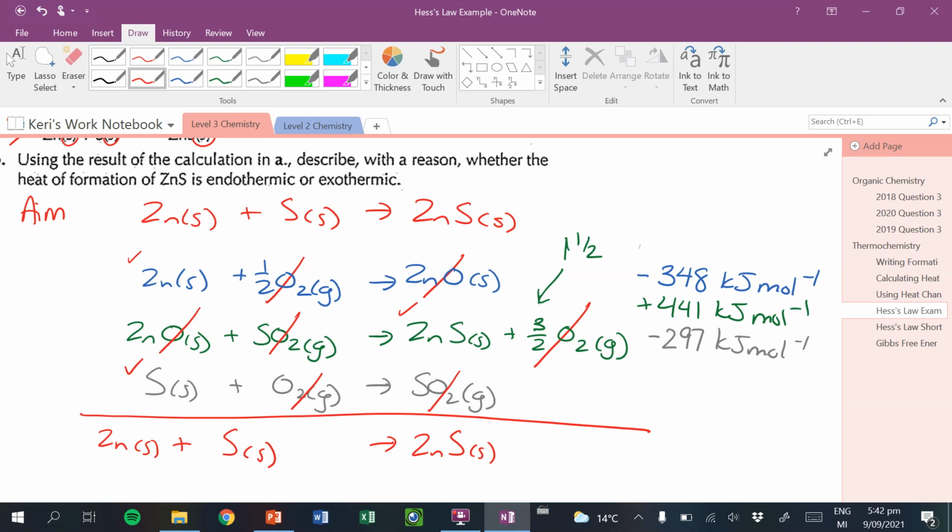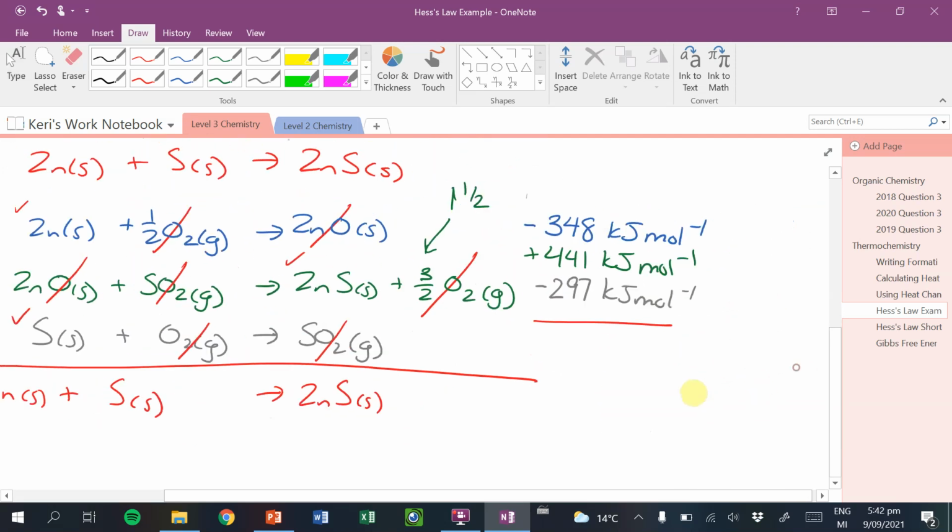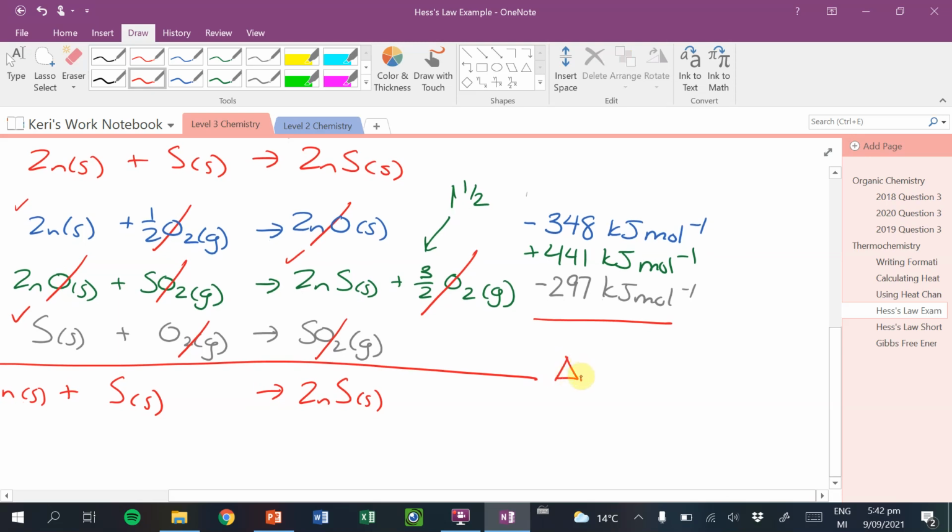All right, last thing I now need to do is add all those values together and get the enthalpy for this reaction. So my delta rH is going to be equal to negative 348 plus 441 minus 297. So I have negative 204 kilojoules per mole.